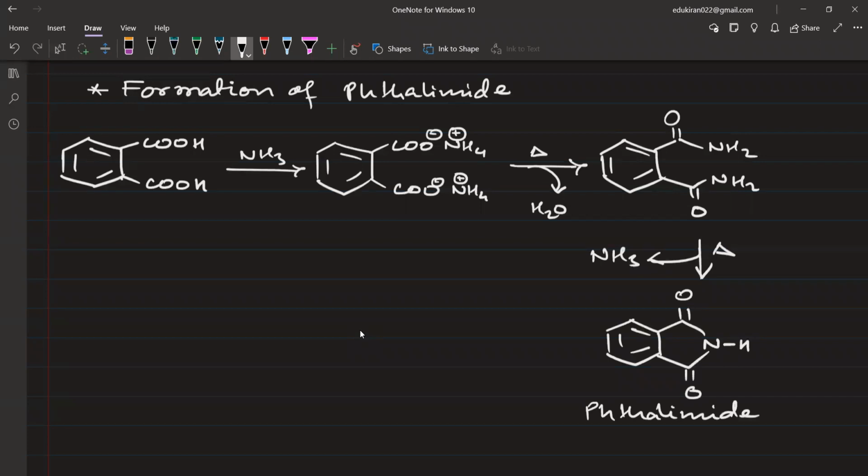Phthalimide is used for the preparation of amines that we will learn in the next lesson. In the amines chapter, we will learn that phthalimide can be used to form primary amines. Write this down. The reaction is simple. NH3 gives you salt. Heating gives you water. Once again, heating gives you NH3.